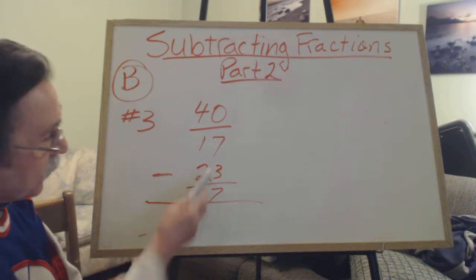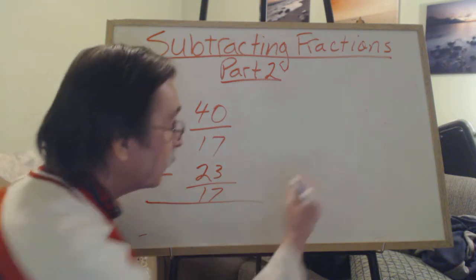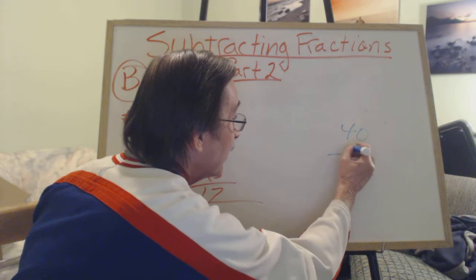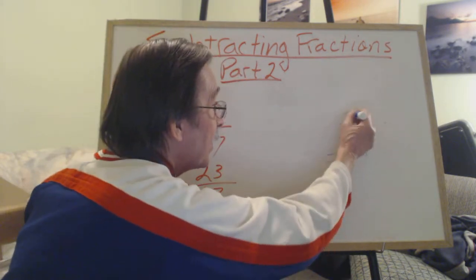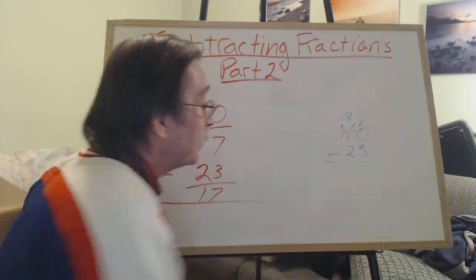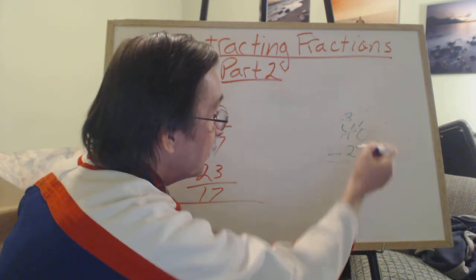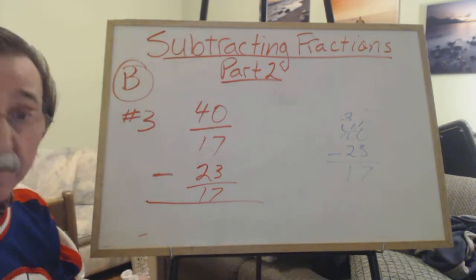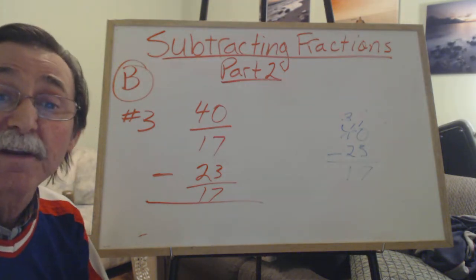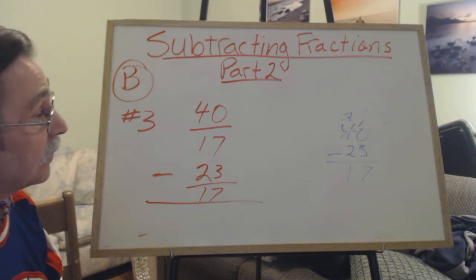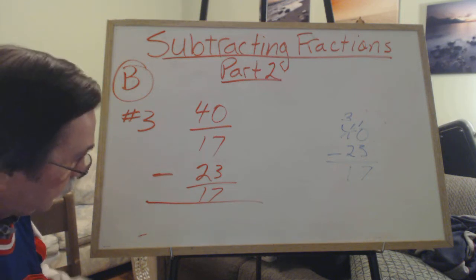So 40, subtract 23. I don't know if you can do that in your head or not, but if you have to, go over here. 40, subtract 23. It looks like we're going to have to do the old-fashioned borrowing here. 10 minus 3 is 7, and 3 minus 2 is 1. So that's 17. That part didn't come out very well on the screen, but I think you can see it. So what do we have? We have 17 17ths.